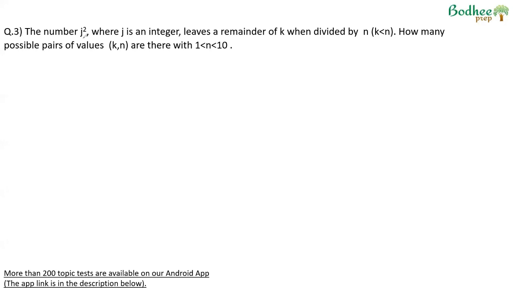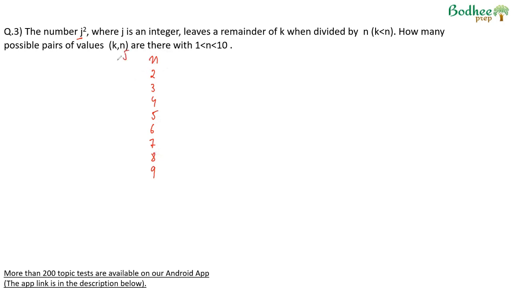The number j square, where j is an integer, leaves the remainder of k when divided by n. K is less than n, obviously. Only then will the remainder be k. How many possible pairs of values k, n are there where n lies between 1 and 10? Now n could be 2, 3, 4, 5, 6, 7, 8, 9, right?